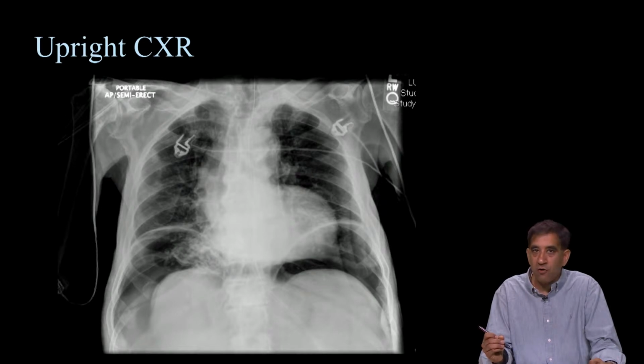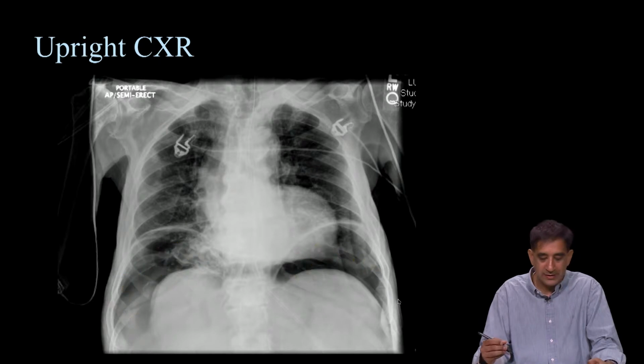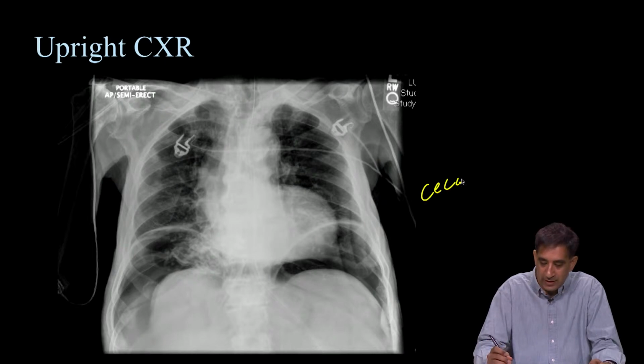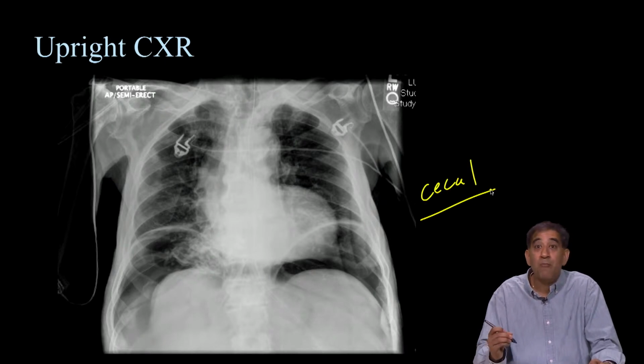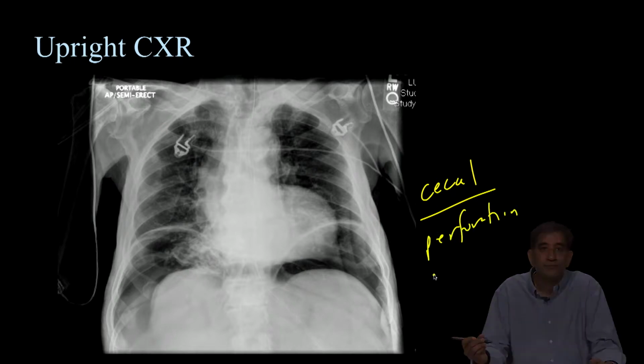I mentioned to you before, if you see a tiny amount of air, we tend to suspect a gastric or peptic ulcer perforation as the cause of the pneumoperitoneum. But look at this patient. There is a large amount of air sitting underneath the diaphragms there. So what do you suspect is the cause of this? In this particular case, generally it's going to be, with that much air, a cecal perforation or large bowel perforation.